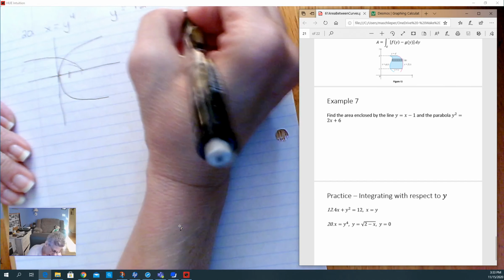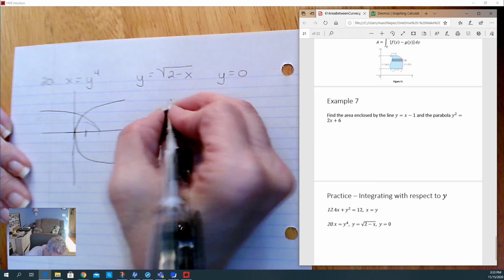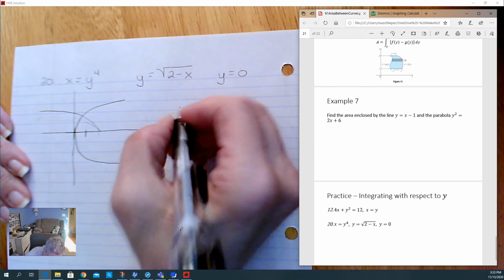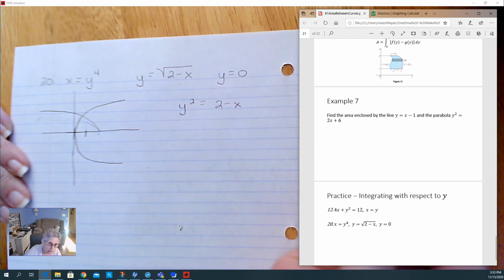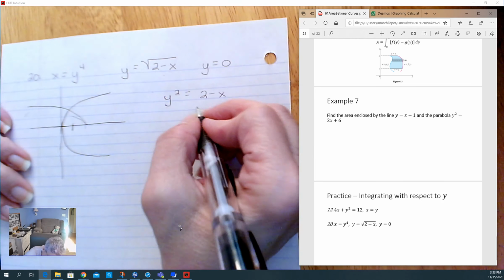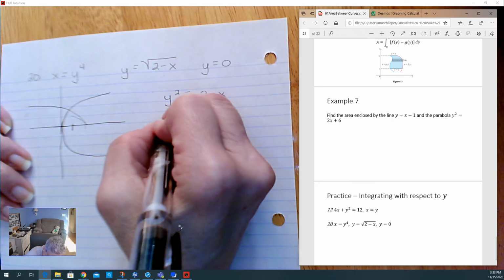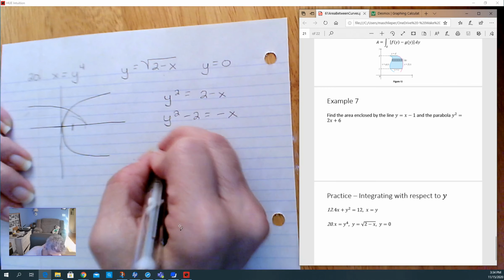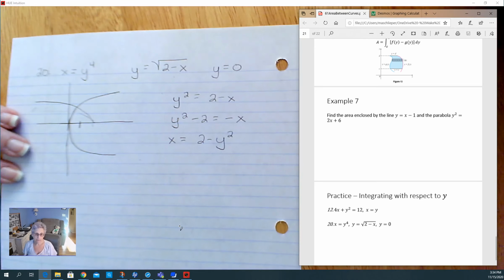So I need to have x's because I'm going to be integrating with respect to y. So this one's already ready. This one's way not ready. So y squared is equal to 2 minus x, and that means that y squared minus 2 is equal to negative x. So x is equal to 2 minus y squared. Now let's set those things equal to one another.